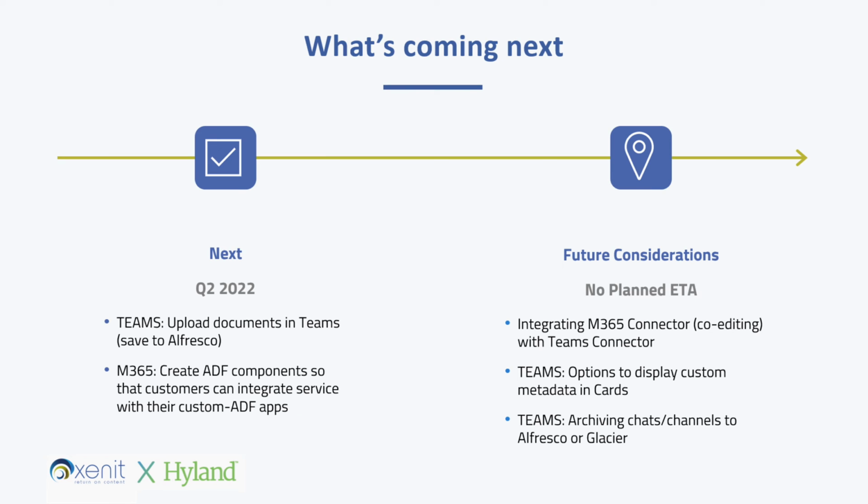As a quick overview regarding Microsoft 365, one of the topics is to make sure that we integrate both of our connectors in order to join editing sessions directly from Teams instead of having to go back to Alfresco. We are also looking at the ability to display custom metadata in the cards that are shared inside the Teams chat, and the ability to archive a chat or channel directly into Alfresco from Teams, into Alfresco or into Glacier, for example, through the S3 connector that we have.